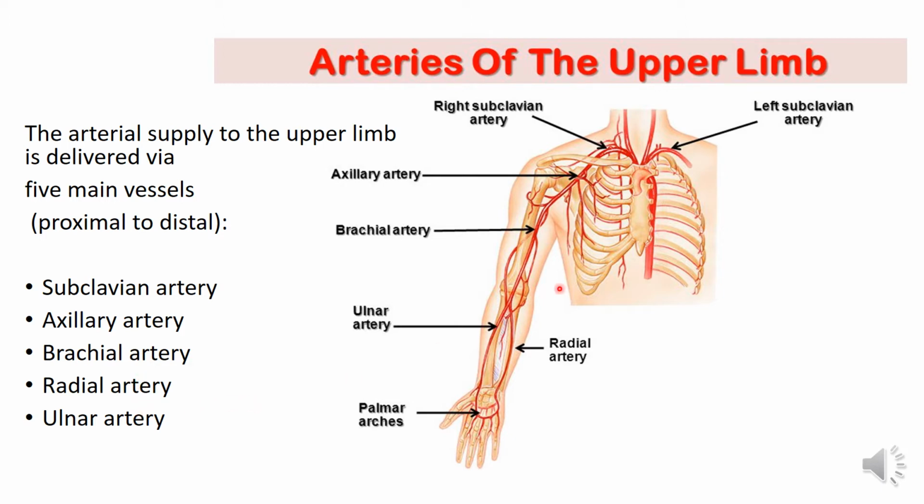In this picture, you can see these arteries: subclavian artery, axillary artery, brachial artery, ulnar artery, and the radial artery. Axillary artery supplies the axilla, brachial artery supplies the upper arm, ulnar and radial arteries supply the forearm, and the palmar arteries supply different arteries of the hand.